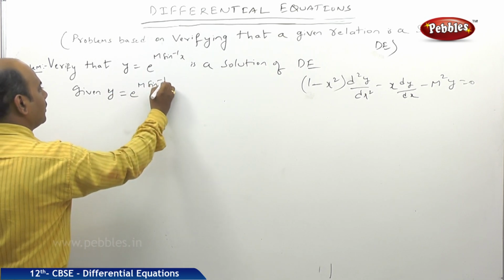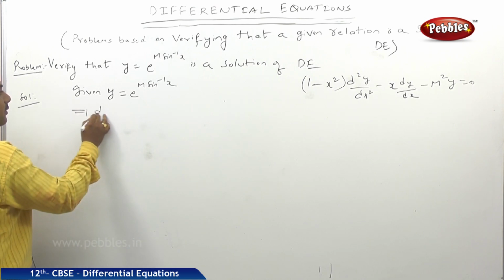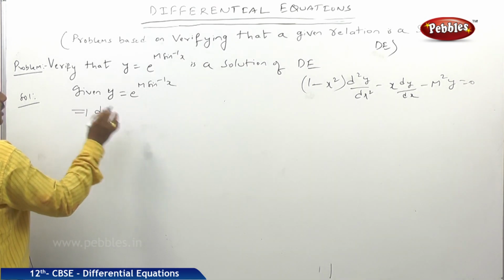So what I will be doing here: given y is equal to e power m into sine inverse x. So I will be finding the derivative. If I find the derivative, what happens?